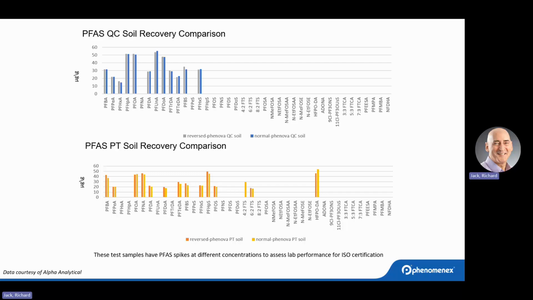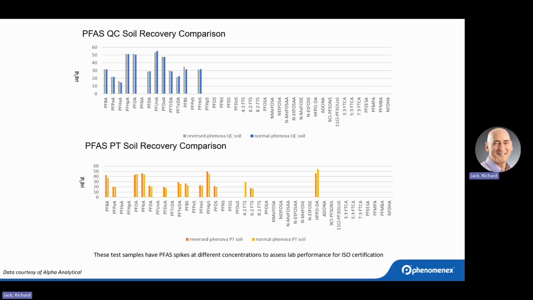So moving on to soil samples, these are two examples shown here. This is a QC soil recovery comparison and also a proficiency test soil recovery comparison. I should emphasize that not all the PFAS compounds are going to be present, and they also vary in concentration, because the purpose of these samples is to determine what a laboratory can do if you're trying to get an ISO certification.